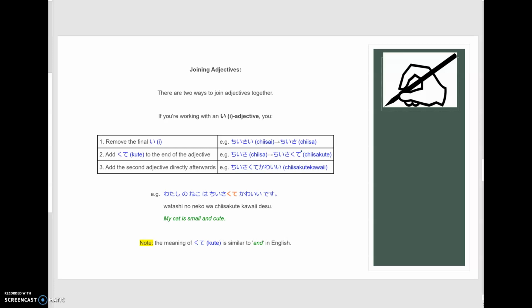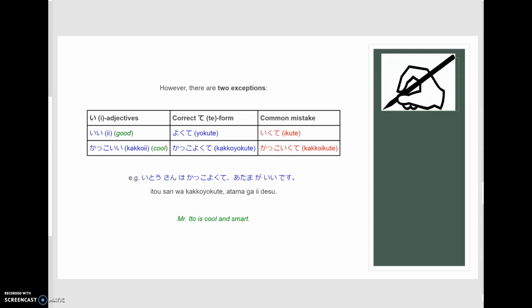Okay, the meaning of kute is similar to and in English. All right, so we cannot join these sentences just using to, which we know means and. We need to join these adjectives this way. We can only use to with nouns.